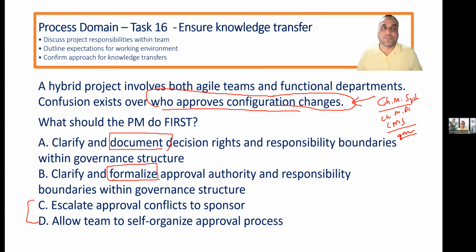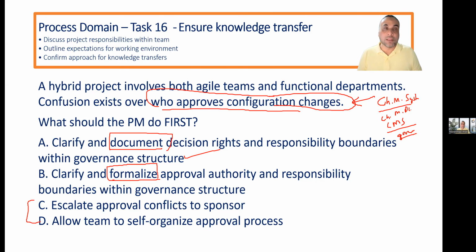Documented. Formalization will be done by the change control board or sponsor. You are not the person who can approve those things. You will document it, they will approve it, then you will use it. So formalization will not be done by you for those documents. They will be done by the change control board, steering committee, or sponsor. So yes, A is the correct answer.